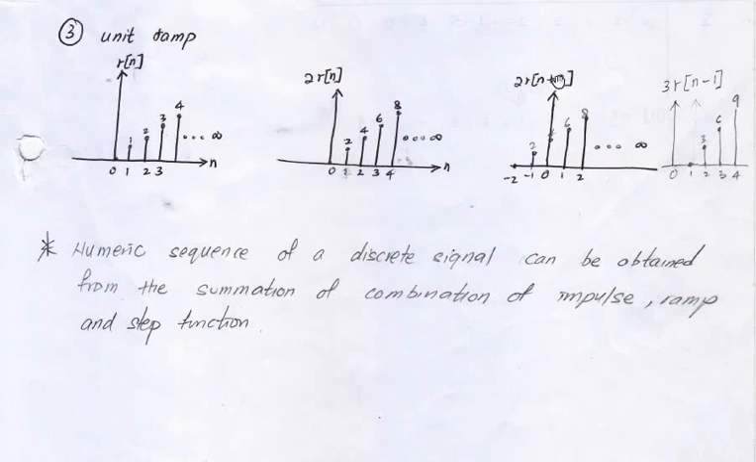If you have 2 r(n plus 2), this means it starts from n equal to minus 2 and the amplitude is 2, so each increment is 2. Starting from minus 2, you have 0, 2, 4, 6, 8 up to infinity. Then if you have 3 r(n minus 1), this is the delayed version, starting at n equal to 1. Each increment is 3, so 0, 3, 6, 9, 12 up to infinity.